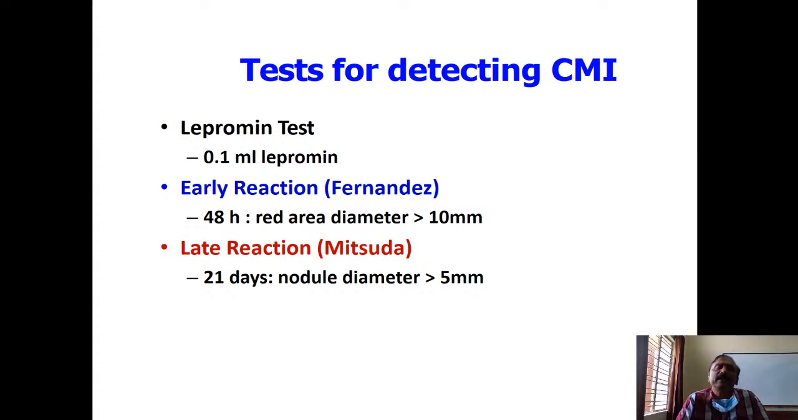While the late reaction, after 21 days, is the Mitsuda reaction, where you find a nodule of diameter half a centimeter, 5 millimeters. That is a Mitsuda reaction. You can carry out this test if you really want to find out about cell-mediated immunity. This is also important from the point of view of the exam, because the Lepromin test keeps coming in the exam. So please remember to read it up and write about it.